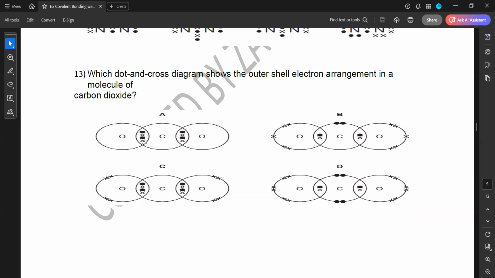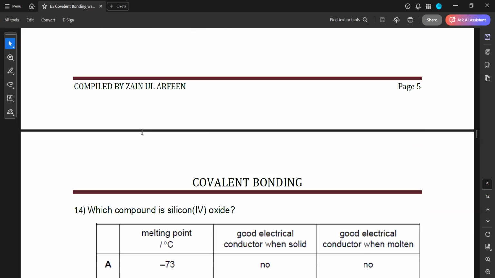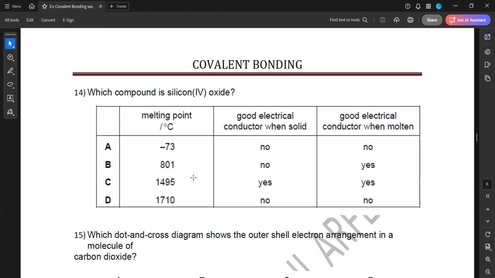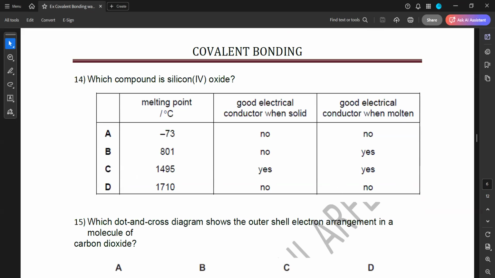Question 13. Any doubt in question 13? The correct answer for question 13 is C. Carbon belongs to group 4, so it shares 4 electrons, 2 with each oxygen, and each oxygen will have 2 lone pairs of unshared electrons. Question 14. Which compound is silicon dioxide? It should have a high melting point, high boiling point, and does not conduct electricity. So it matches with option D.